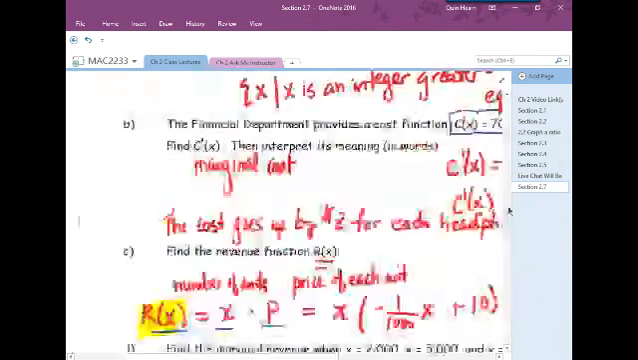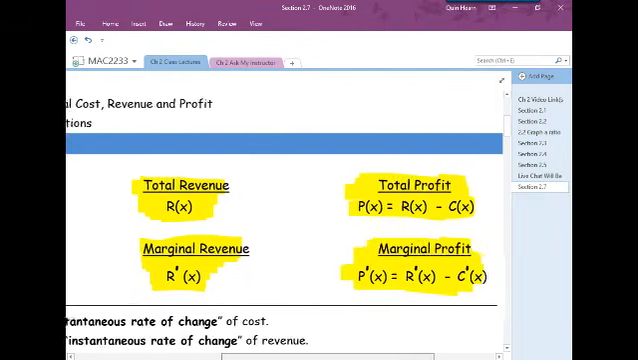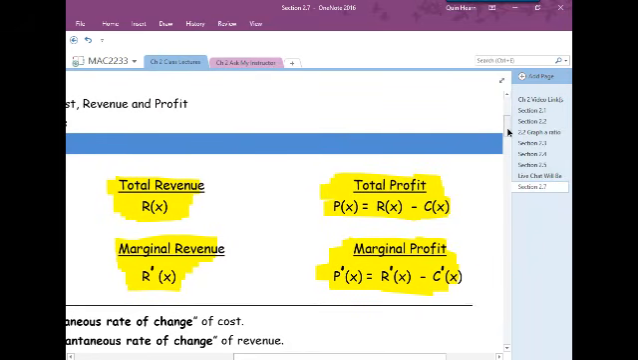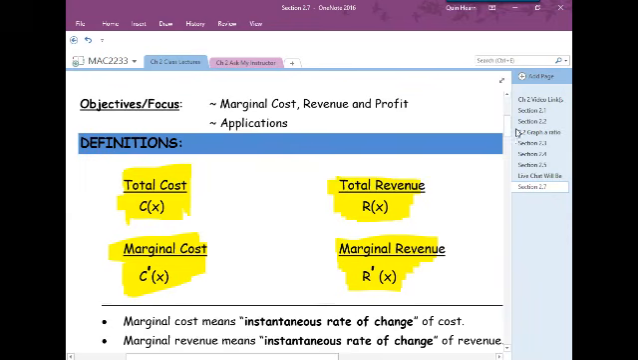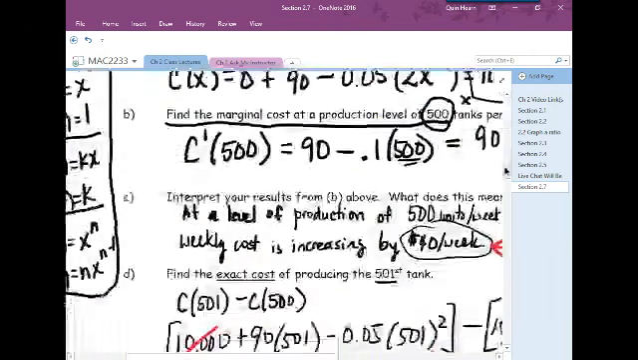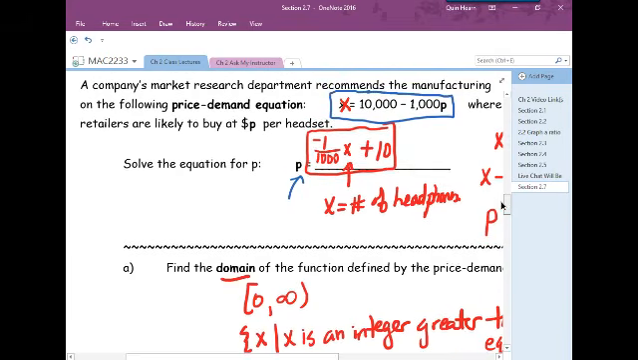All right, so just a quick overview. Remember, we learned that total cost, C of X, total revenue, R of X, total profit is P of X, which is the revenue minus the cost, the amount you put in your register minus how much you spend on your rent, for example. Marginal means instantaneous rate of change or derivative. So whenever you see the word marginal, you just have to take the derivative. Then we talked about the price demand equation, has an X and a P in it. Sometimes you'll need to rearrange that.